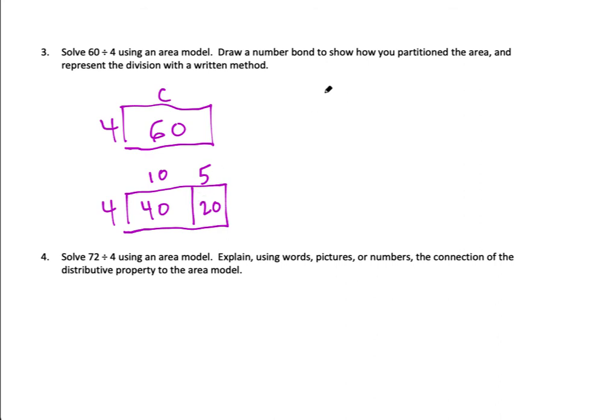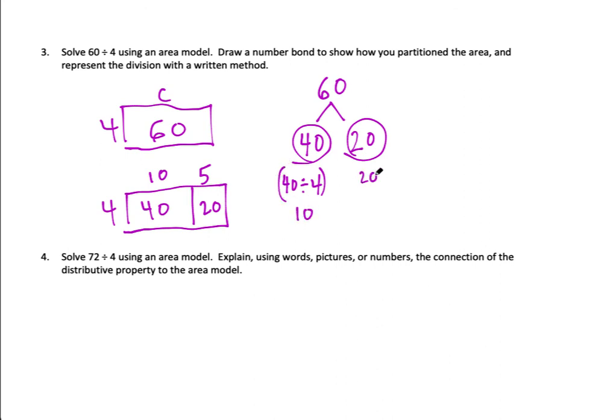The number bond would look like this, 60, and I broke that down into 40 plus 20, and then I have to divide each of those by 4. 40 divided by 4 is 10. 20 divided by 4 is 5. You add those up to get 15.